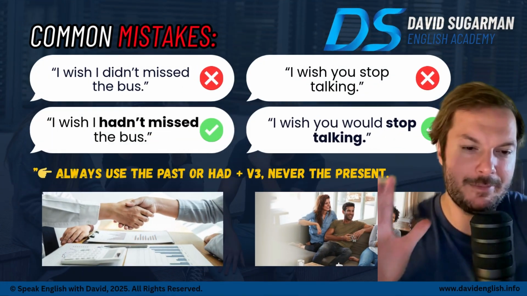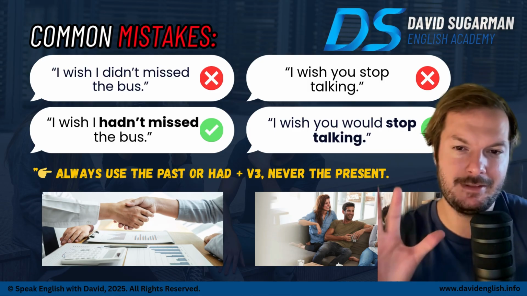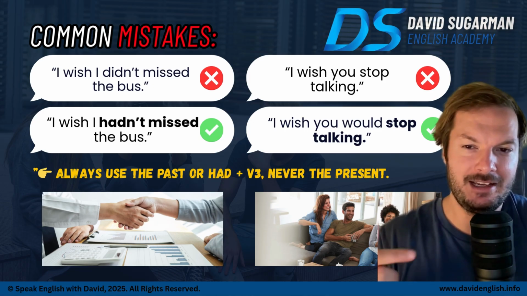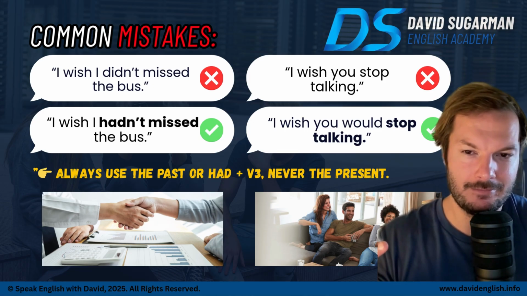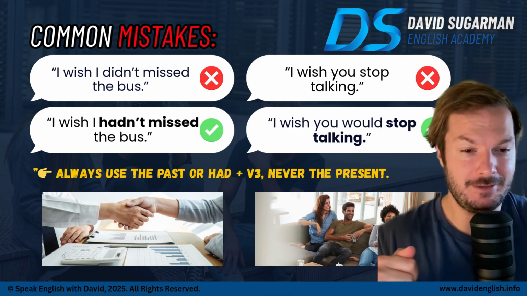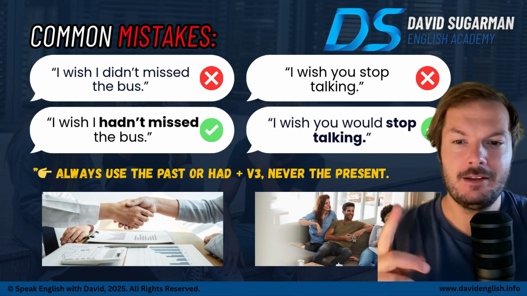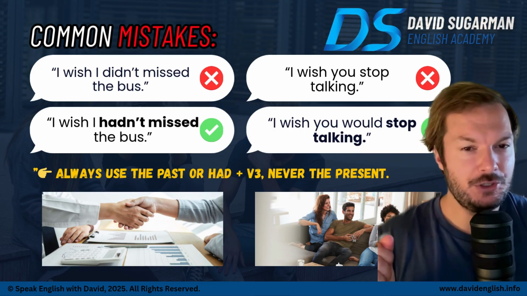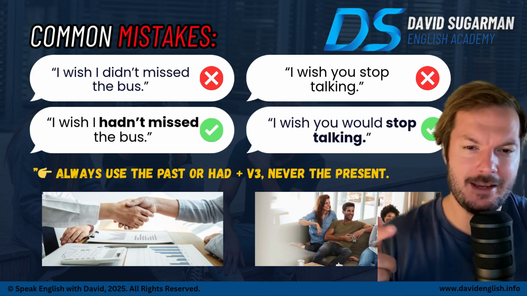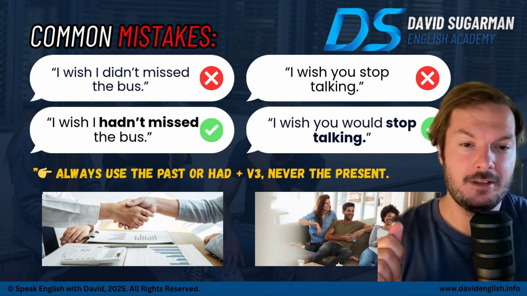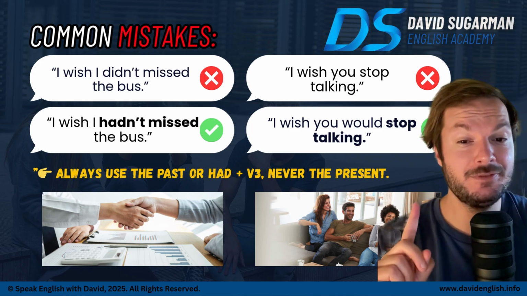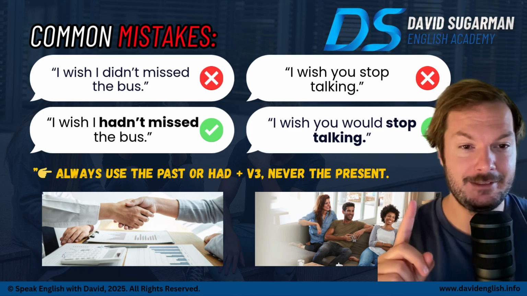Here are some common mistakes. So I'm going to give you the mistake and then give you the correct one. I wish I didn't miss the bus. We want to say, I wish I hadn't missed the bus. I wish you stopped talking. You want to say, I wish you would stop talking. So always use the past or had plus verb 3, never the present.